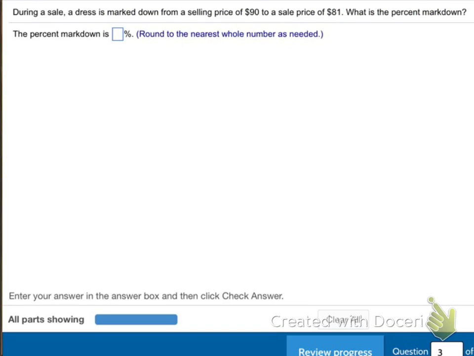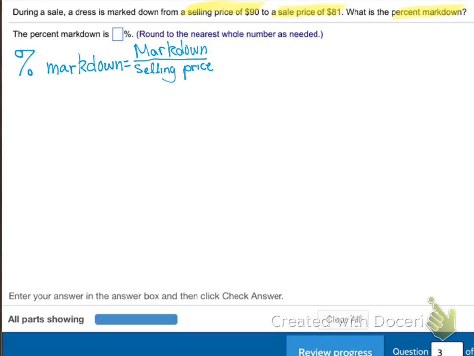All right, let's look at the next problem. During a sale, a dress is marked down from a selling price of $90 to a sales price of $81. What's the percent markdown? Okay, highlighted information, selling price 90, sales price 81. Percent markdown is what we're looking for. So percent markdown is markdown over selling price. So the markdown amount is going to be the difference between the selling price and the sales price. So the absolute value between the end point, 81, the sales price, minus initial, the starting point, the selling price of $90, so 81 minus 90, over the selling price, the original point.